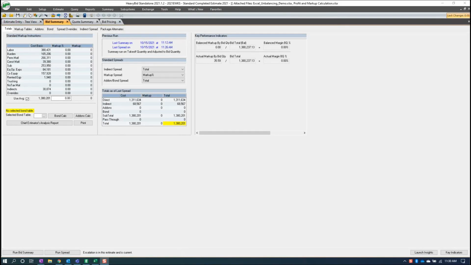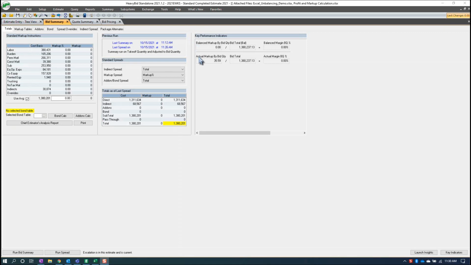Okay, so let's go to HeavyBid now and look at some of the options. First of all, I'm in an estimate. I'm at the bid summary page. I would encourage everybody to have their key performance indicators set up over here to reflect what they want to see.